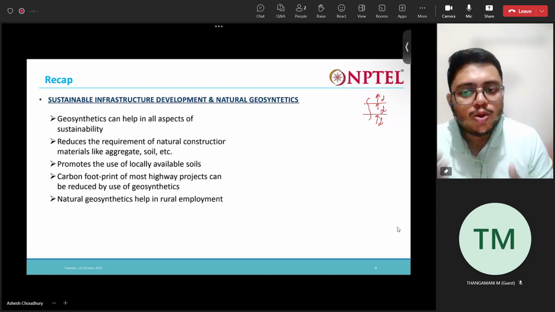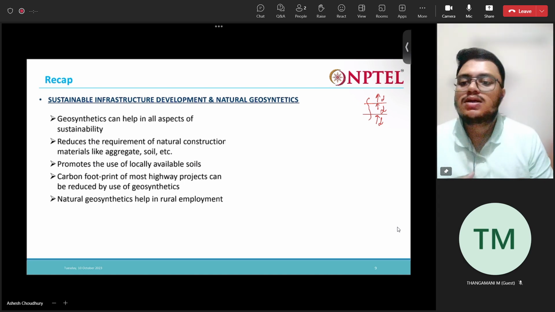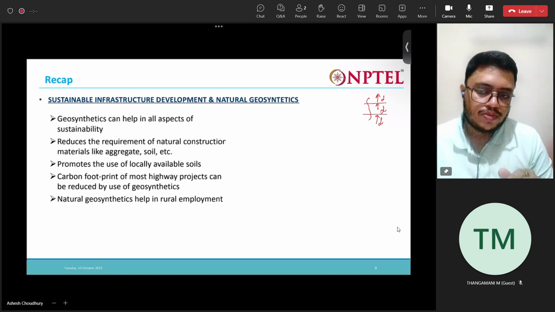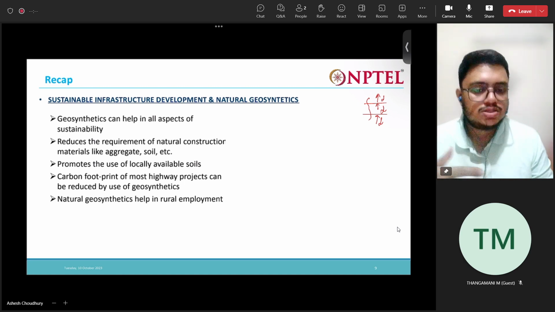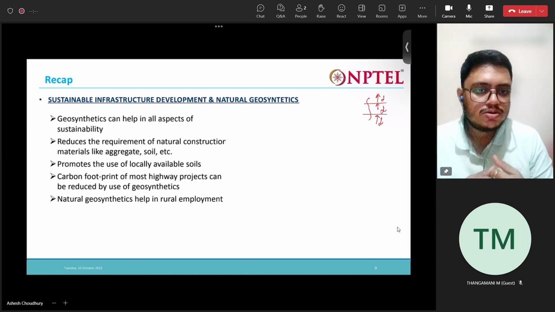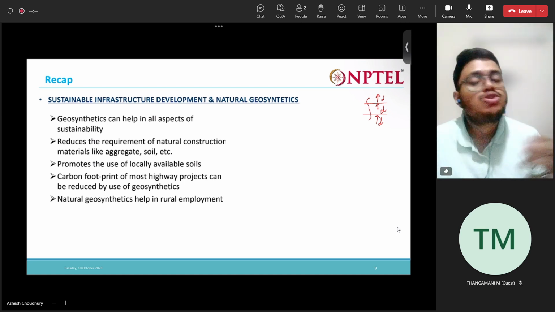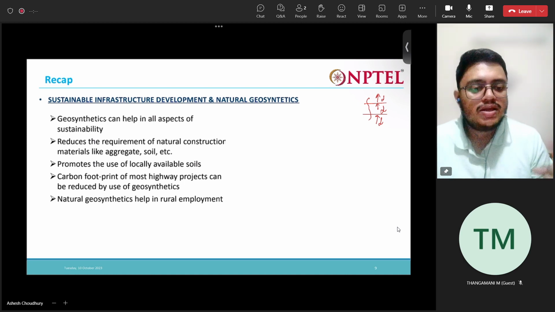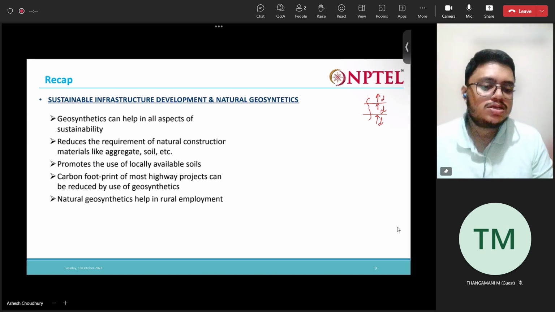Then it promotes the use of locally available materials. Say you had to construct a reinforced earth wall, a reinforced soil wall. For that, you can use whatever is locally available. If the locally available soil is fine, then you can just use it. You need not bring very strong aggregates, highly cohesionless soil, from somewhere else. Understand, right?